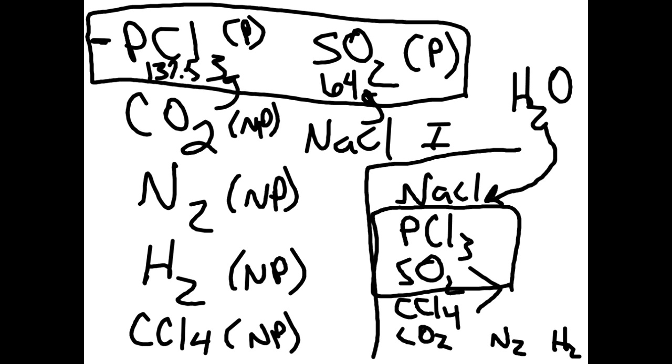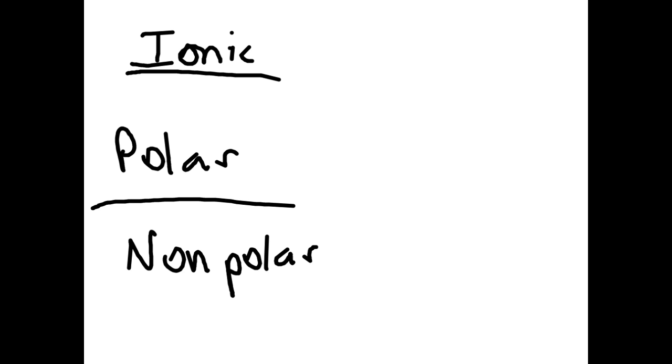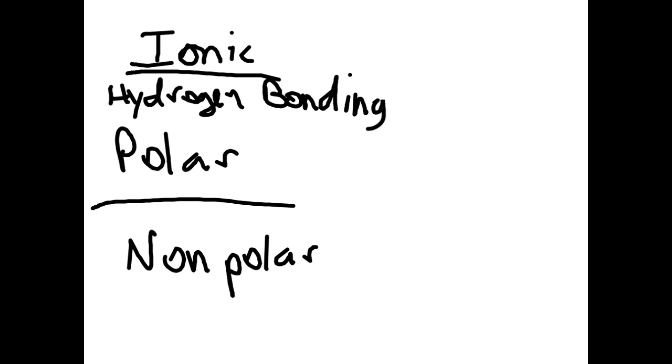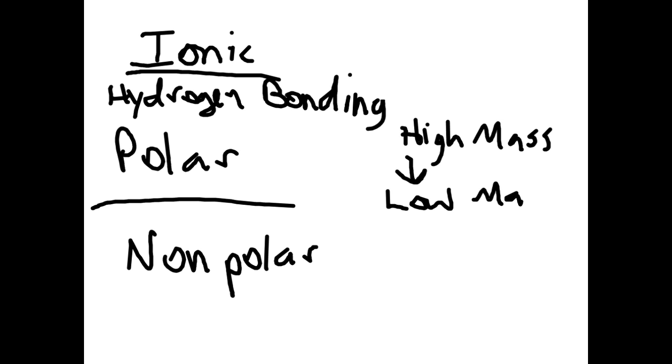Okay? Because of the hydrogen bonding, so when I'm writing here, ionic, polar, I'm going to write right here, hydrogen bonding, right above the polars. And then I will arrange them according to mass. We're just reviewing how we would do it. High mass to low mass.